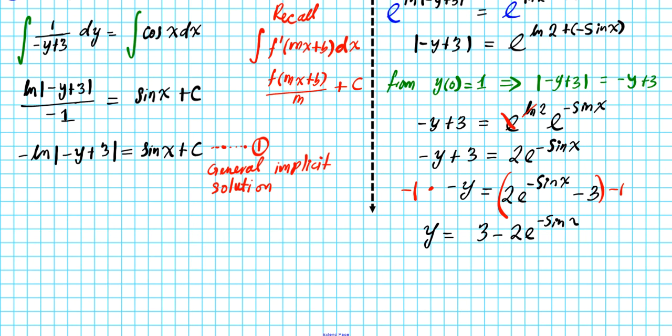sine x. So how do we know that this is the particular solution? This is the particular solution because y has been isolated and c has been solved for. You only have two variables in the particular solution, namely your dependent variable y and your independent variable x.